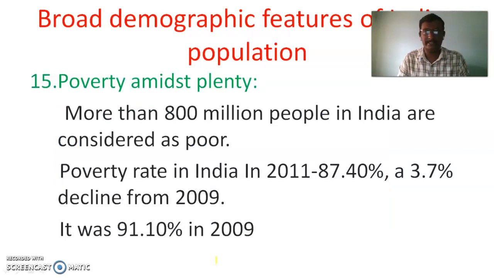And poverty amidst plenty is one of the important features of Indian demography. More than 800 million people in India are considered poor. The poverty rate in India in 2011 was 87.40%, which is a reduction of 3.7% from 2009, where it was 91.10%.